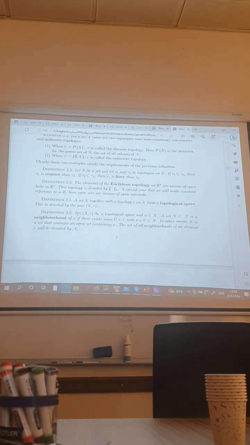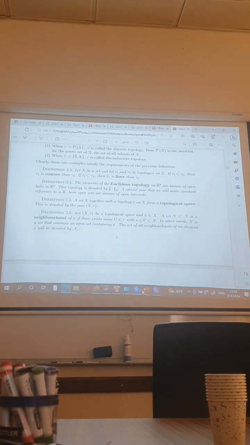In any topological space, if x belongs to X, a set N is a neighborhood of x if there exists an open set U, an element of tau, with this property: x belongs to U, and U is a subset of N. In other words, N is a set that contains an open set containing x. And the set of all neighborhoods of an element x will be denoted by Nx.